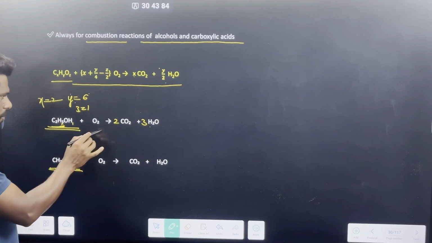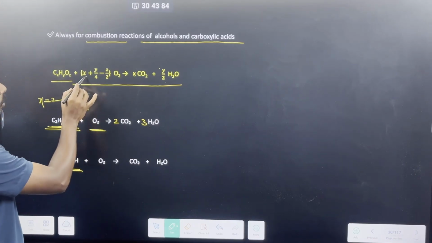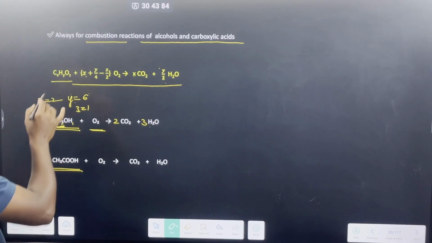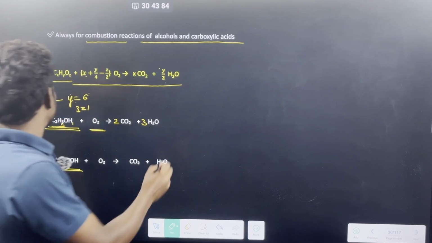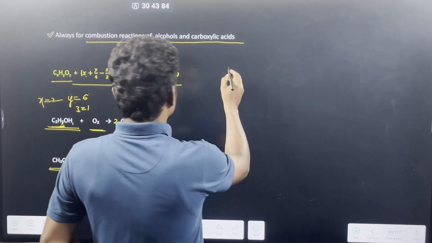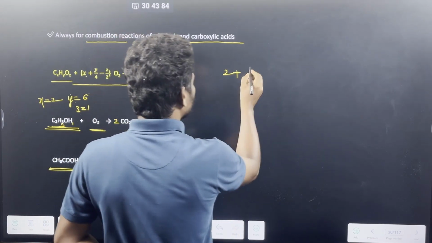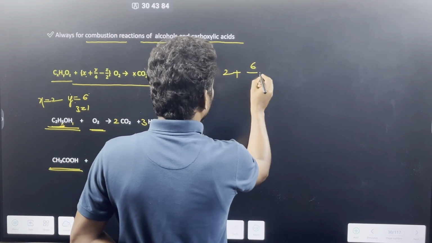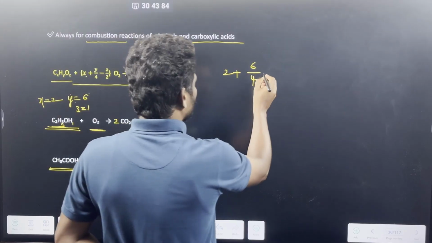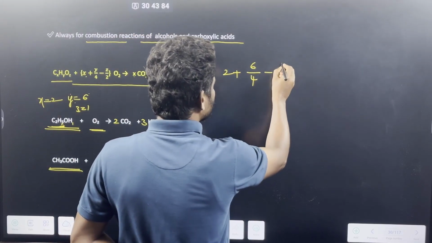Then what about the coefficient for oxygen? You have to go with this formula. So let us try to calculate it. X equals 2 plus, what's the Y value? That is 6 by 4, that minus, what is the Z value?